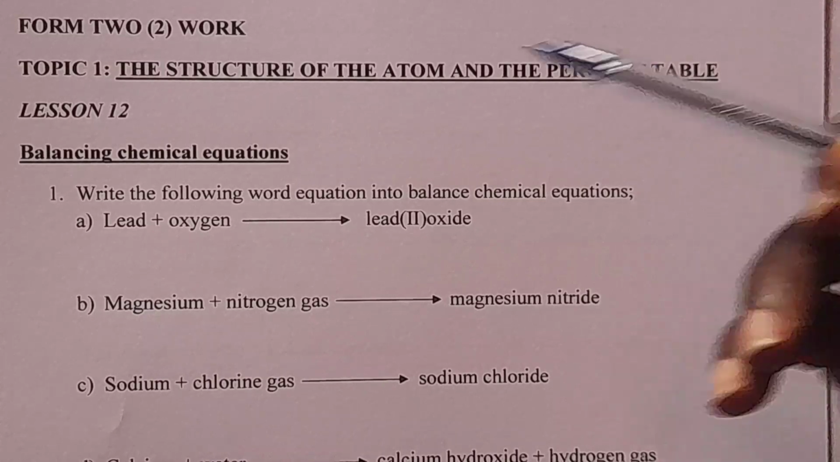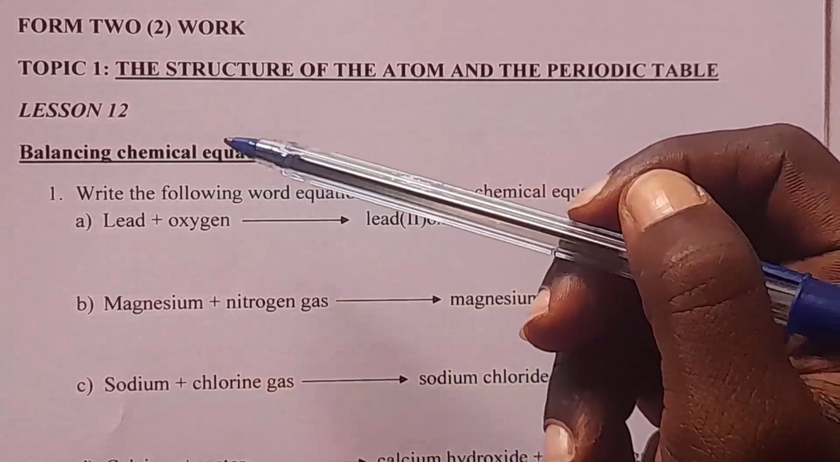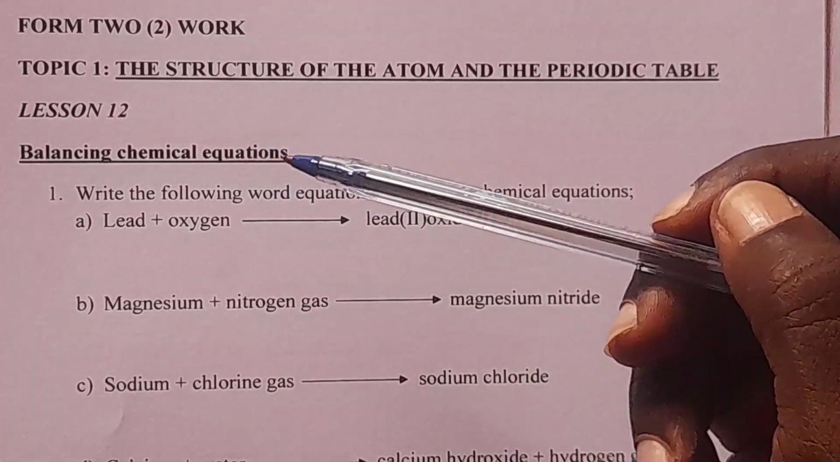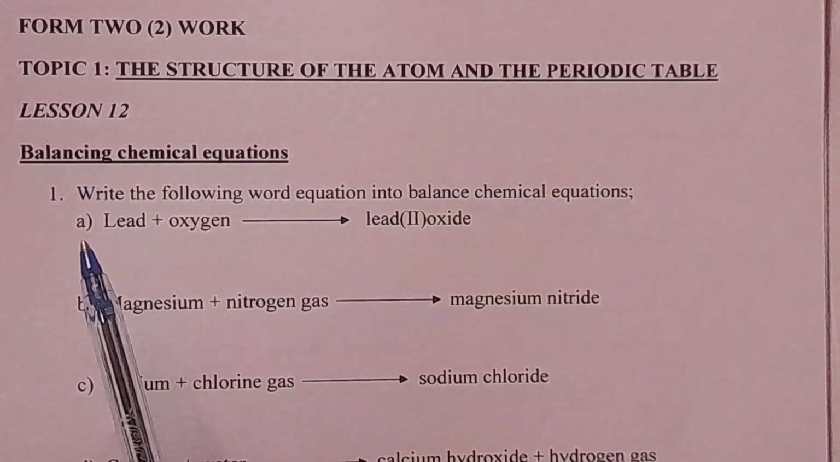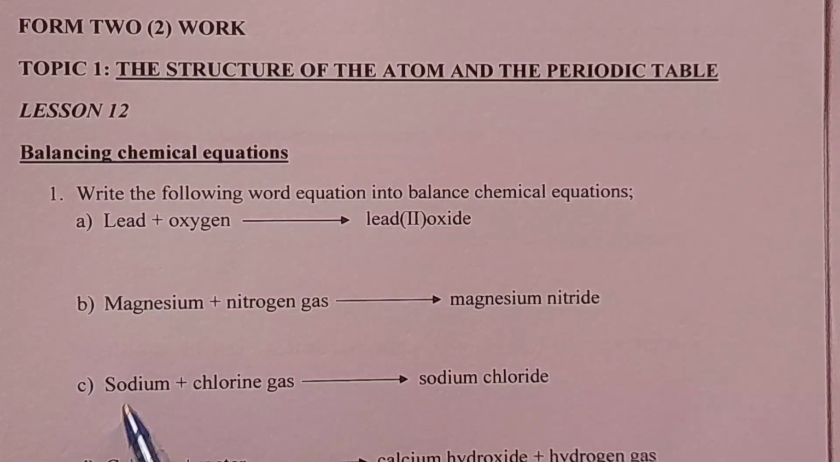Hello learners, welcome. In Form 2 previously, Lesson 11, we were dealing with balancing a chemical equation. We were talking about the procedures of balancing a chemical equation. In our Lesson 12, we are going to do examples of how to balance chemical equations. So we are going to start with example 1.